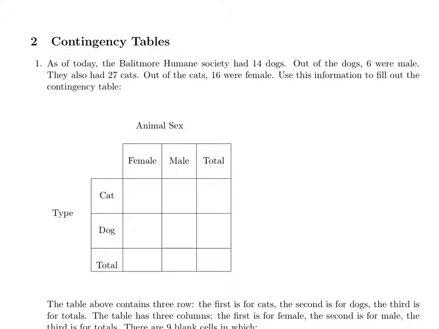A contingency table is a lot like a frequency table in that it allows us to display how many fall into each category. The difference is a contingency table accounts for 2 different variables. So for instance here, you can see I have the type of animal and the animal's sex.